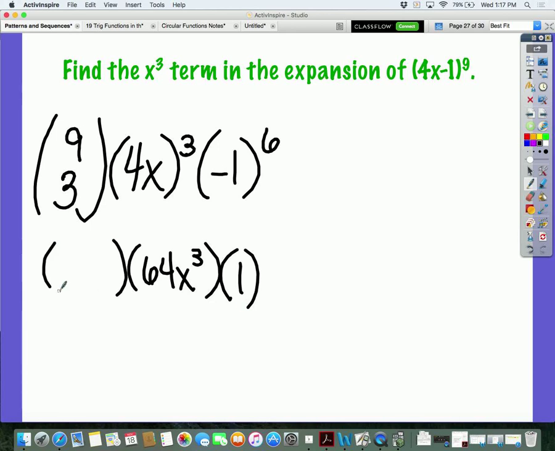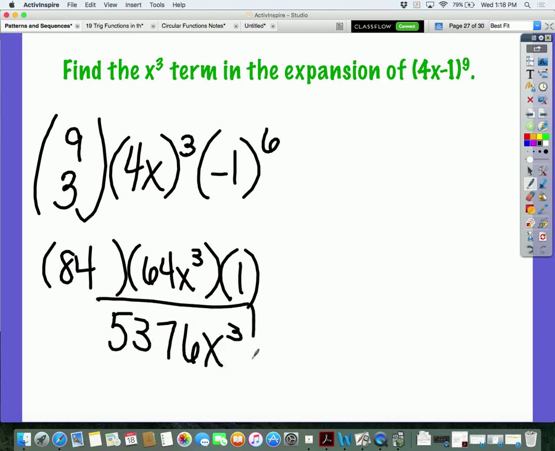What's that number? What's 9 combination 3? Use your calculator. And then let's multiply our coefficients together to get a big number: 5376 x to the 3rd, and that would be our x to the 3rd term.